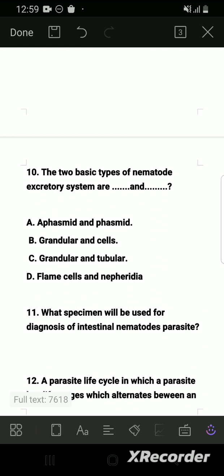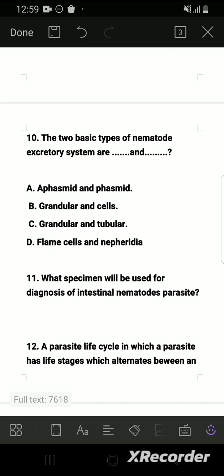So there's no way they are concerned with the excretory system. So option A is off. Then for B, the glandular and cells. Let's look at option C first, the glandular and tubular. Then what about option D?